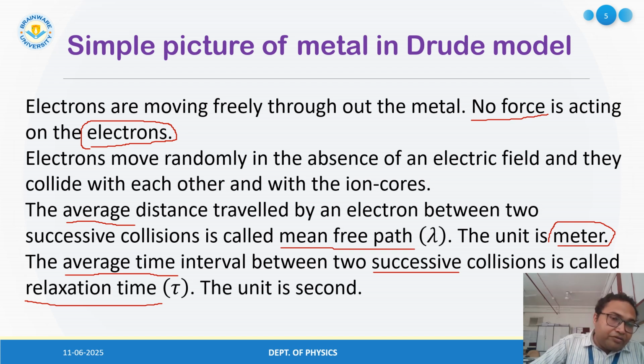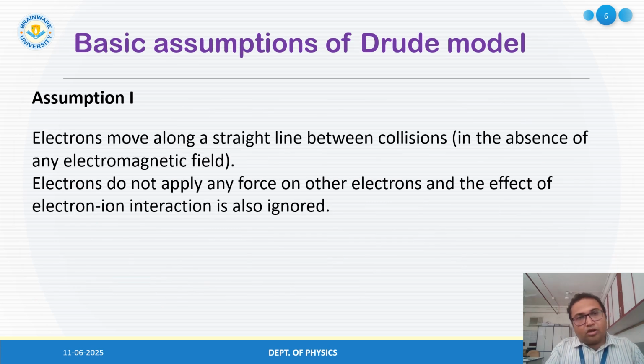Again, what is the unit of average time? Of course, it's second, because anyway it's time. So these are the very basic ideas that we should remember, and then we will move to the assumptions. What are the assumptions that Drude assumed? So the first assumption is that electrons move along a straight line between collisions in absence of any electromagnetic field.